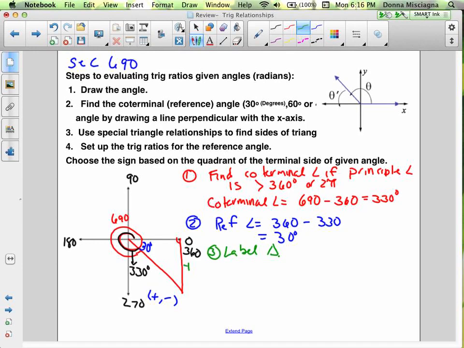And it's going to be negative because y is negative. Along the x-axis is the other leg of the triangle, which is the square root of 3, and the hypotenuse is 2. All right, and our final step here is to evaluate.